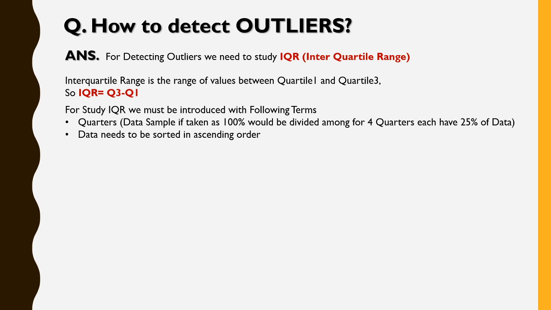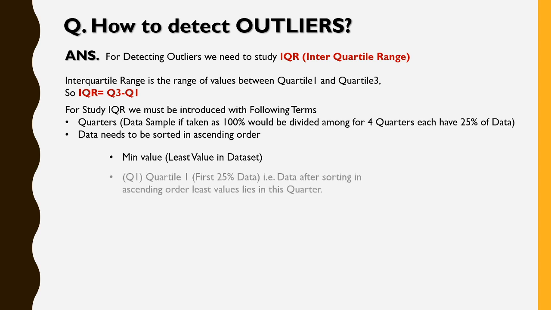So for finding IQR, we must know what quarters are, and we must have the data in a sorted manner. Now, for creating the quarters, the first thing we will always have is the minimum value. Data starts from the minimum value, which is called the least value in a data set. After the minimum value, we reach 25% of the data, and the 25th value will be called quartile 1.